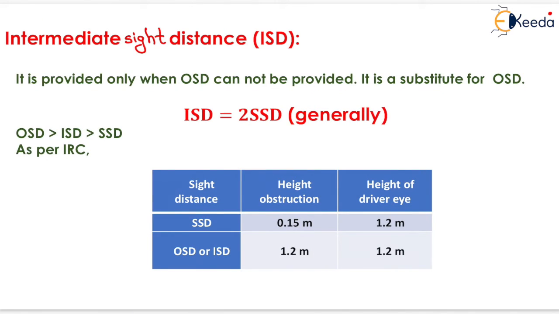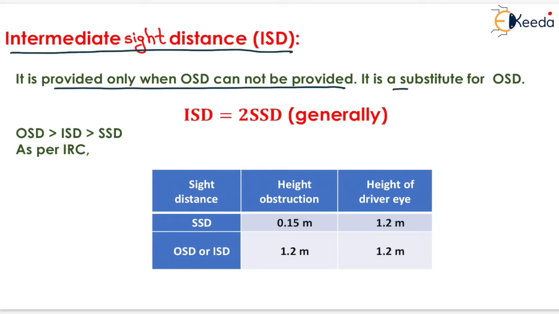Now, the next is the intermediate sight distance, that is ISD. It is provided only when OSD cannot be provided. It is a substitute for OSD. It means that if it is impossible to provide the overtaking sight distance, then for the overtaking operation we need to provide a substitute sight distance which is known as intermediate sight distance, and it will be equal to 2 times of stopping sight distance generally.